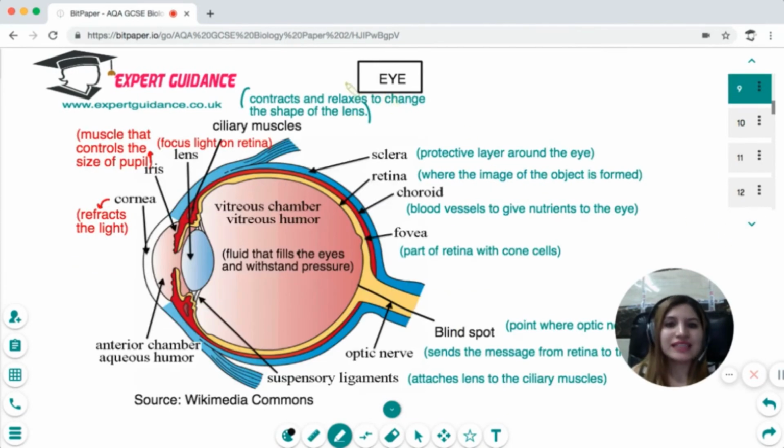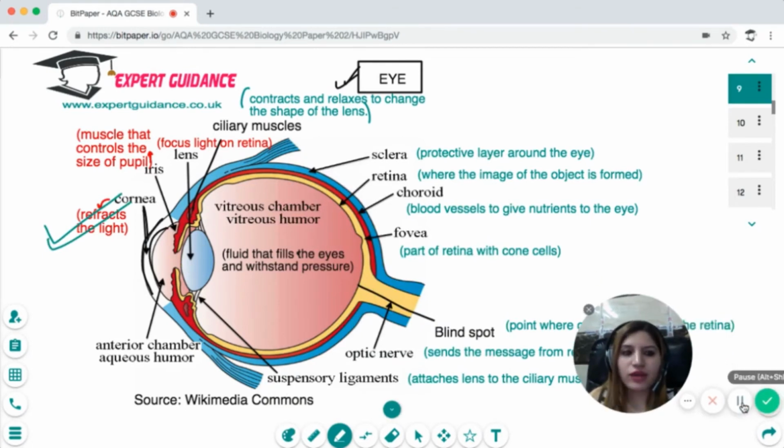Okay, next is the eye. This is the structure of the eye. You should know different labelings and the function of each of them, and it is very important. So the front part you can see here is the cornea. It's like a little bulge outwards, and the function of the cornea is to refract the light so that it can enter the lens properly.